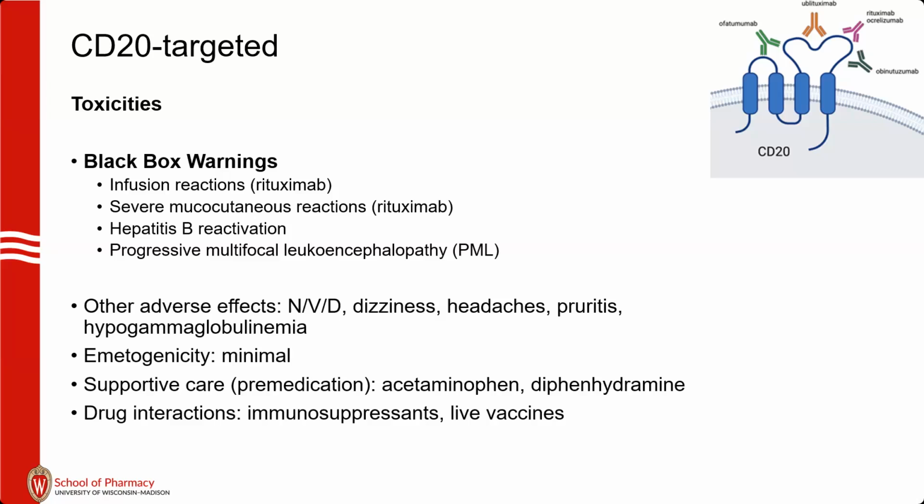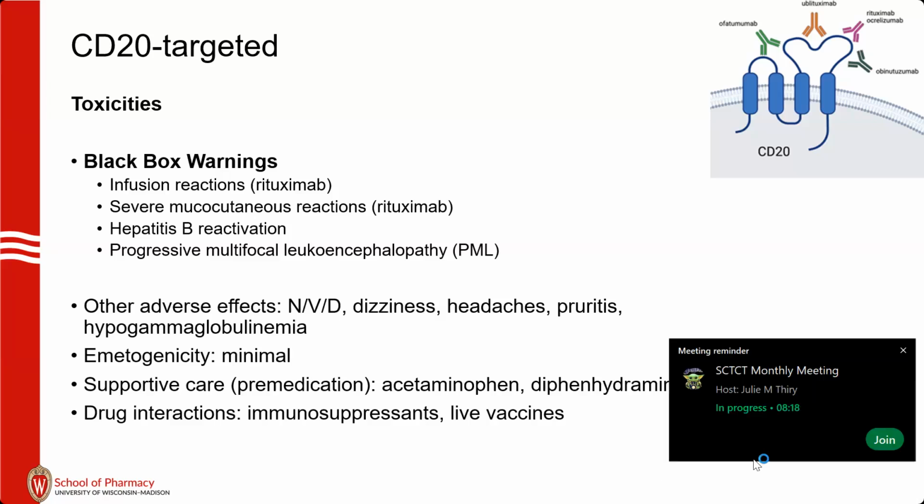This product can also be ramped in a dosing administration process, so that it starts slow and builds as it goes. So the rate of administration can differ based upon patient tolerability. Severe mucocutaneous reactions are a black box warning for rituximab.